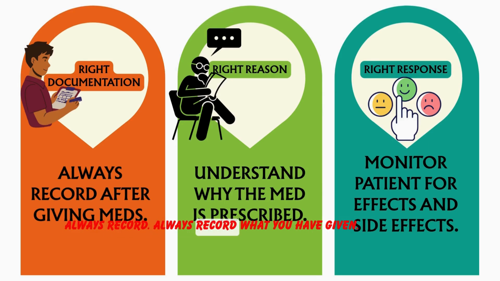Always record. Always record what you have given, the medication you gave, the dose you gave. Always record. Two, right reason. Understand why this med is being prescribed. When you have looked at your patient folder and you see that okay, your patient is a child, a 2-year-old, and the medication being prescribed to this 2-year-old is aspirin, you would know that no, this aspirin cannot go. Then you refuse the order. You call the doctor or you call the senior nurse at hand to show them so that the doctor can correct this prescription, or the senior nurse can call the doctor's attention to correct this prescription.